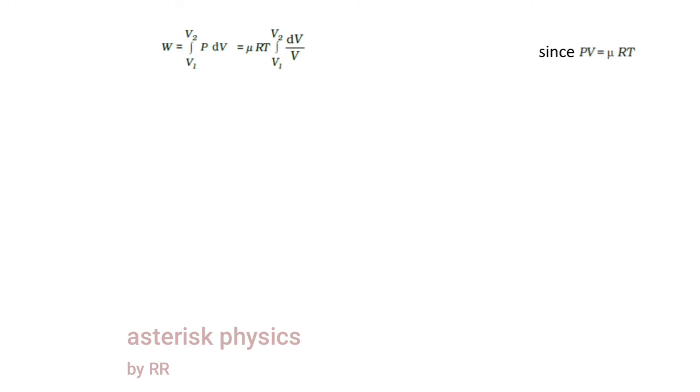So here the pressure is replaced in terms of mu RT by V, because PV is equal to mu RT. Now on integrating we get mu RT into log to the base e of V2 by V1, because we know that the integral of 1 by V dV is log to the base e of V. Now substituting the upper and lower limits, we get mu RT log to the base e of V2 by V1.